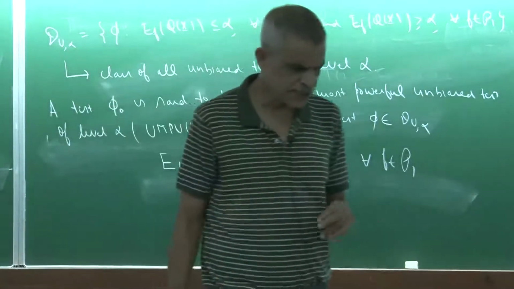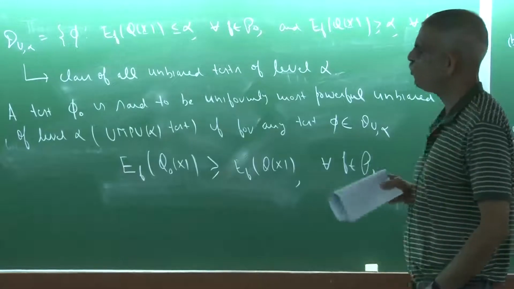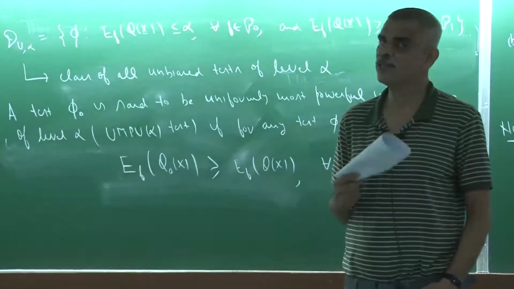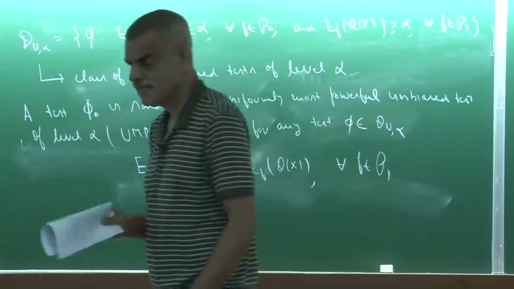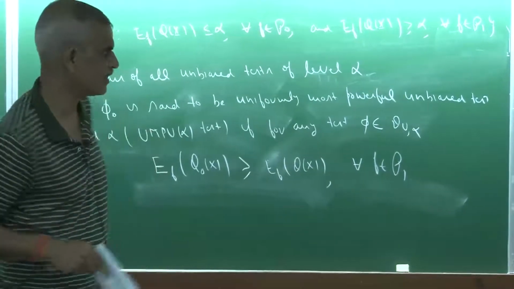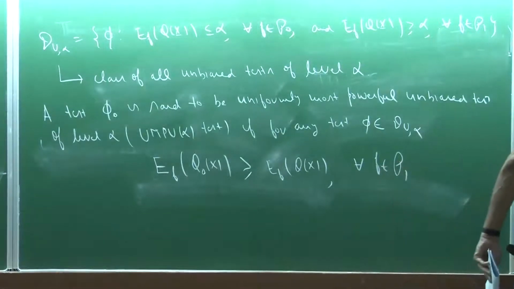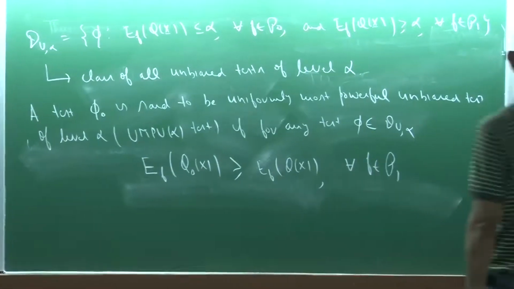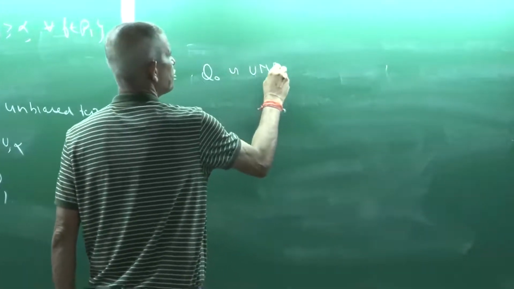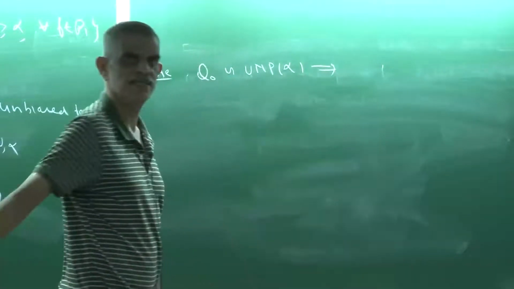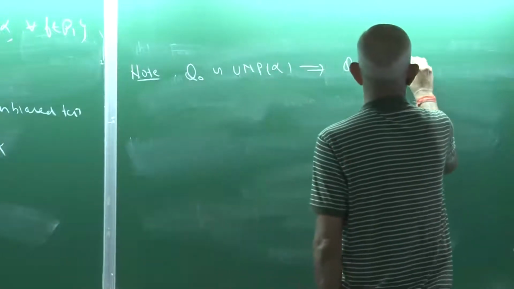So next module will derive a result which gives you a UMPU alpha test in situations where you cannot find a UMP alpha test. First of all, note that a UMP alpha test is always a UMPU alpha test. So let me write down a small note. Phi naught is UMP alpha implies that phi naught is UMPU alpha.